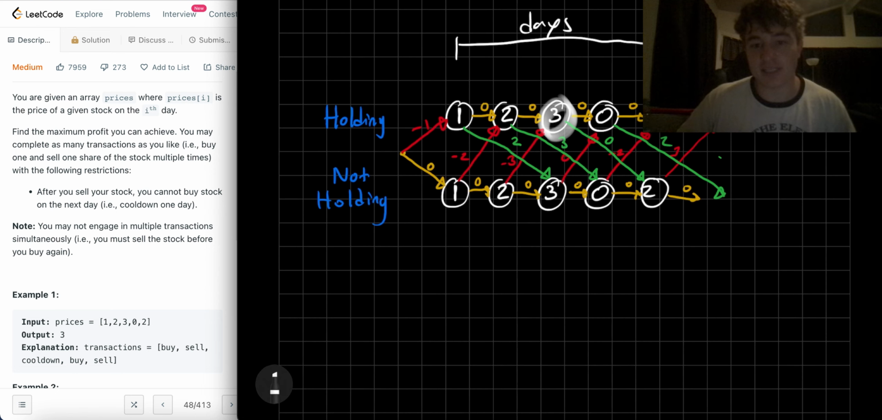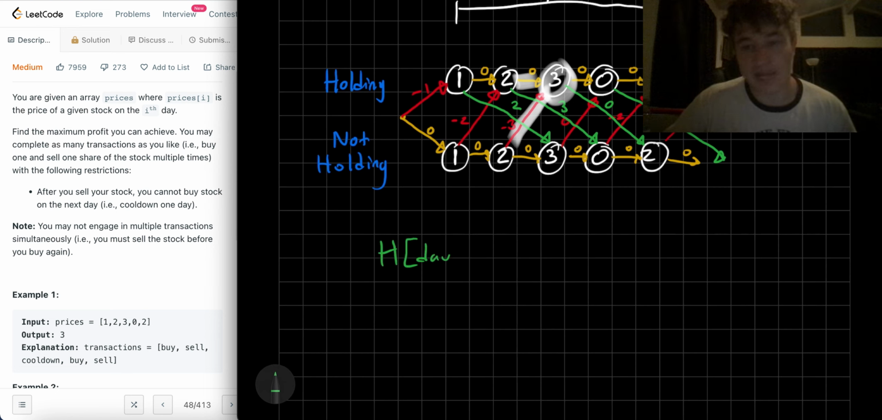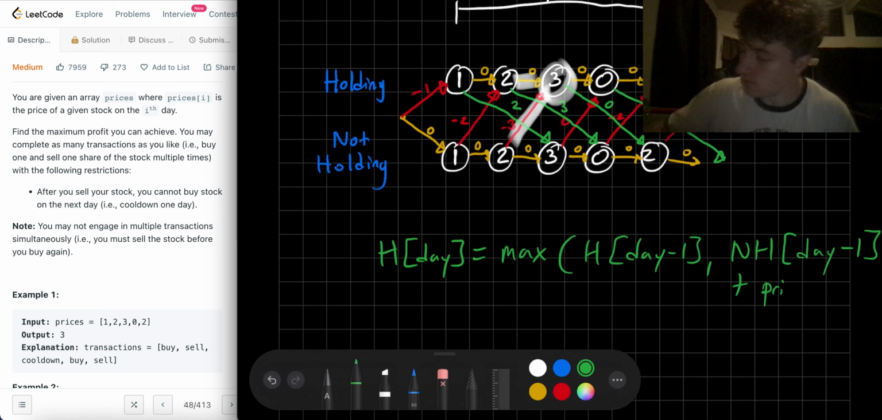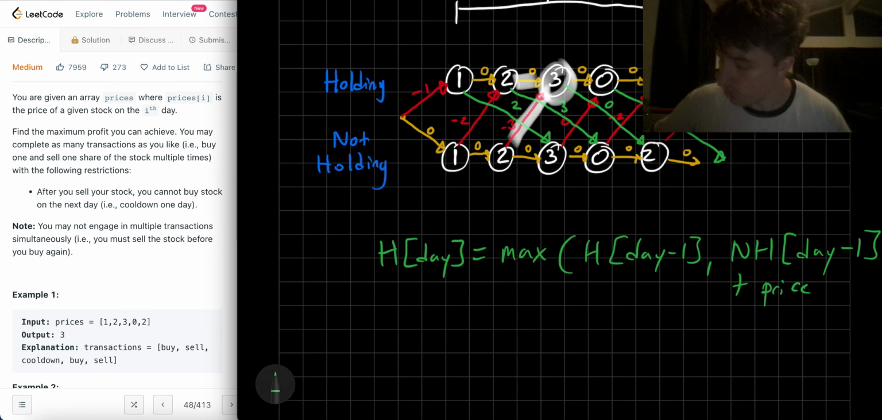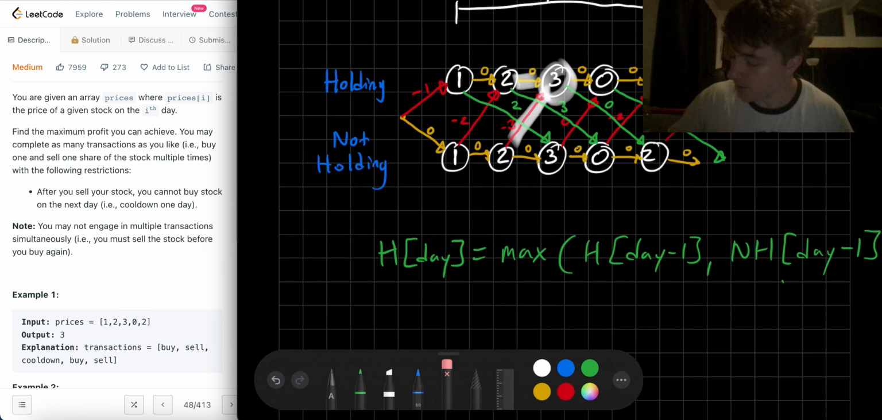Here, what is this in terms of what comes before it? The value you get from holding on a day, I'm going to call it H for holding, equals the maximum of either you decide to continue holding from the previous day, or the value you get from not holding on the previous day, plus the price, or you lose the price on the current day. So we'll make that red. So I'm going to try to make this clearer by using different colors.